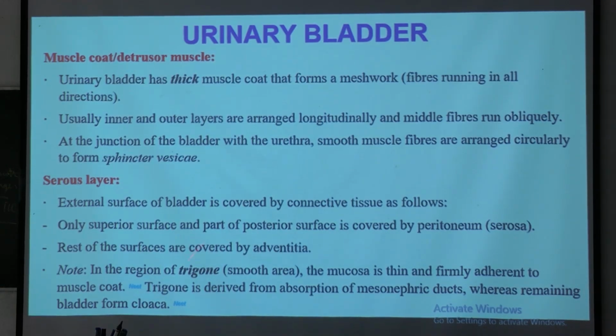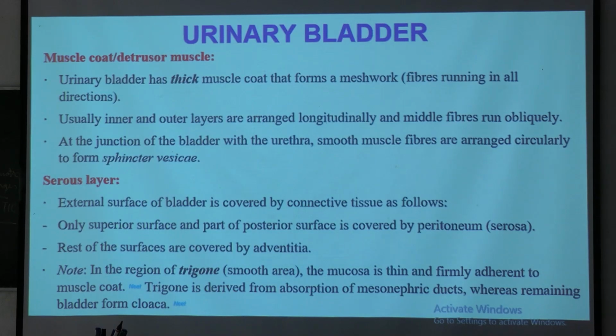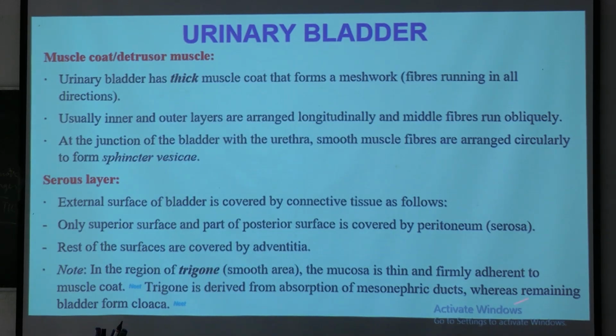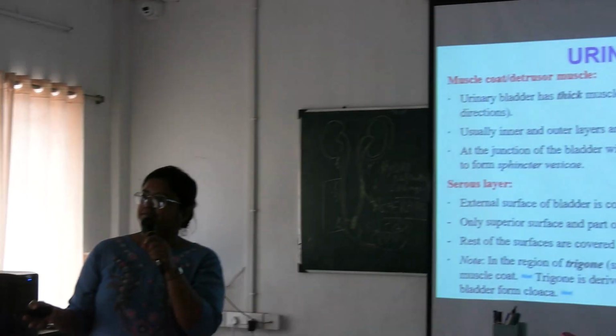In the region of the trigone of the bladder, which is a smooth area, and other parts you will see the folds in an empty bladder. In the trigone area, there is never formation of any fold. The mucosa in the trigone area is thin and firmly adherent to the muscle coat, and that is the difference. And trigone is derived from absorption of the mesonephric duct, whereas the remaining part of the bladder is formed from cloaca. Okay, cloaca is divided by a septum and forms the urinary bladder anteriorly and rectum posteriorly.